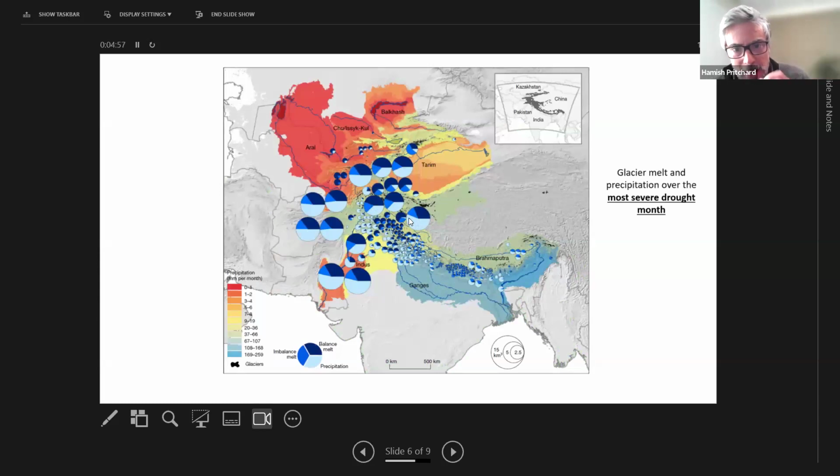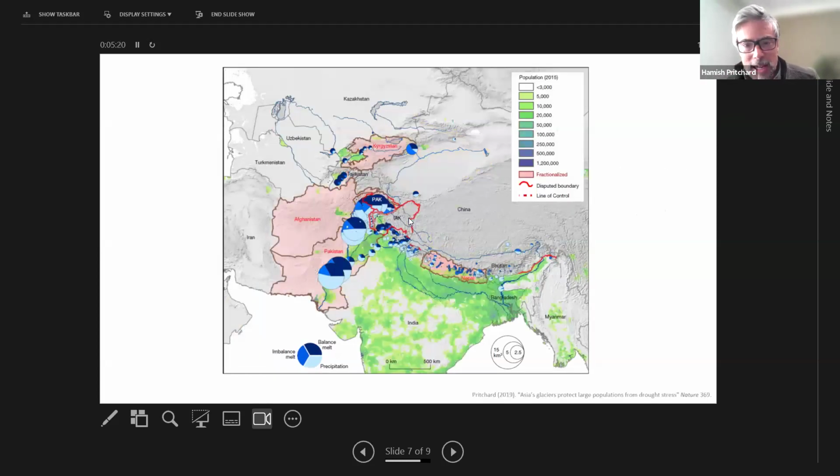What I could point out is that the importance of melt is particularly strong in the west, where the summers are relatively drier and the winter snowfall contribution is more important. But you can also see in Nepal there, almost all of the runoff input to those catchments in the middle of a drought is coming from glaciers.